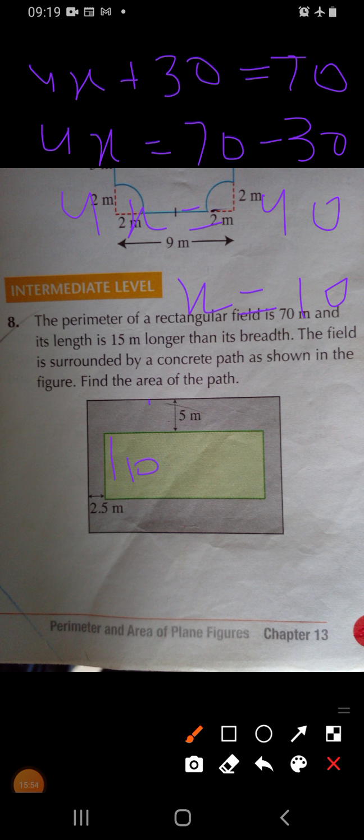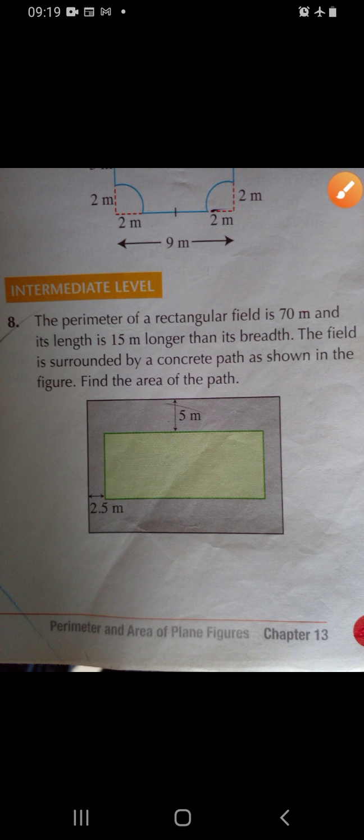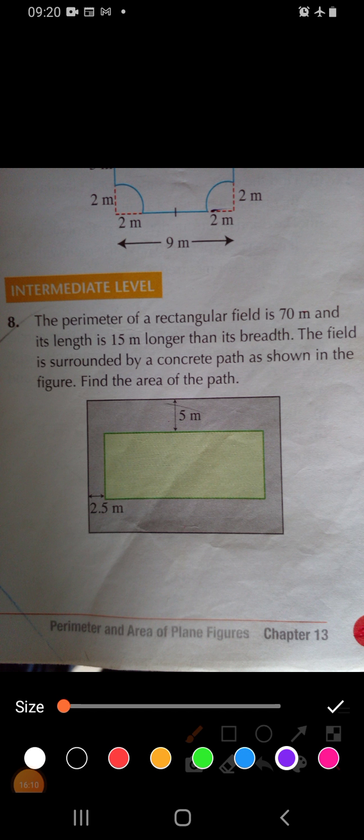If this one is 10, we had considered the length as 15 plus x, so the length becomes 15 plus 10, which is 25. So the length becomes 25 and the breadth is 10. So now we can write it in this way. This one is 10, this one is 25. Fine.